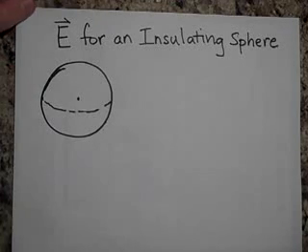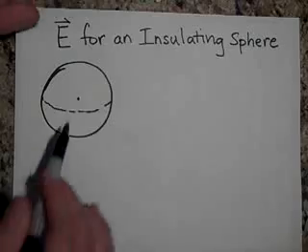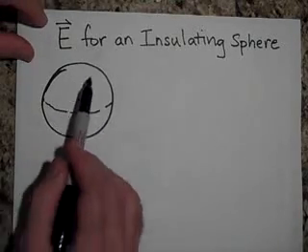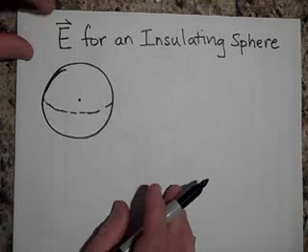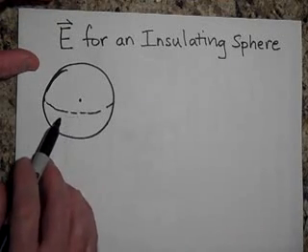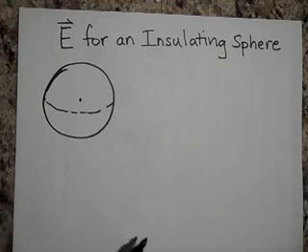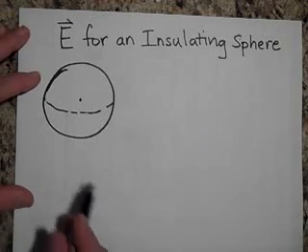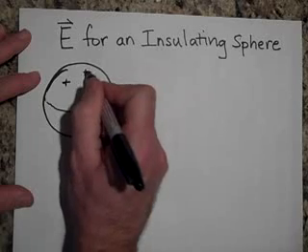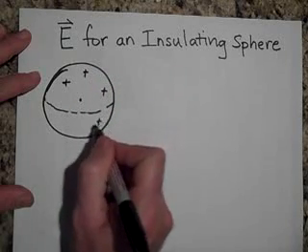Okay, I'd like to tell you about how to find the electric field for an insulating sphere that's charged up. So let's say the sphere is not a metal but an insulator, maybe made out of wood or styrofoam or plastic or something. And let's say the charge is embedded evenly throughout here. So you have a bunch of charge that's embedded evenly throughout here.